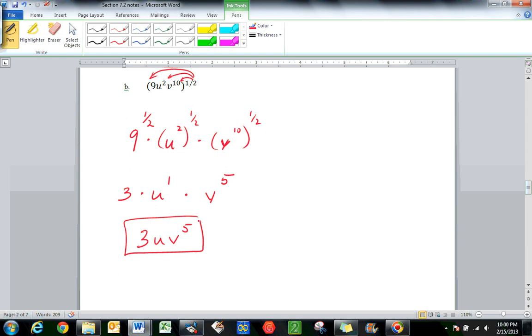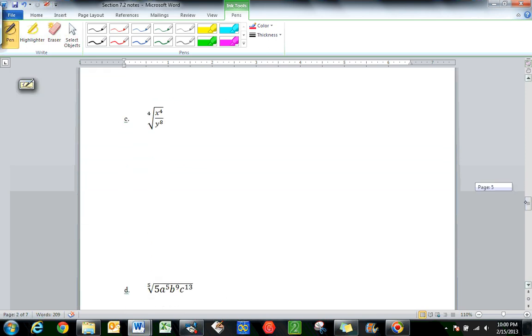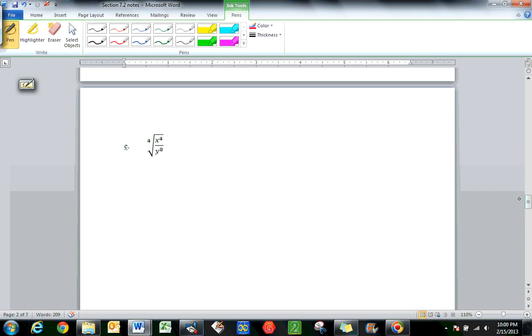Okay, and so that's using properties of exponents with a rational exponent. Alright, let's go to part C now. Part C, we have a root here, and we have a fraction under the radical, so we can't have a fraction under the radical. So the first thing I have to do is break these apart.